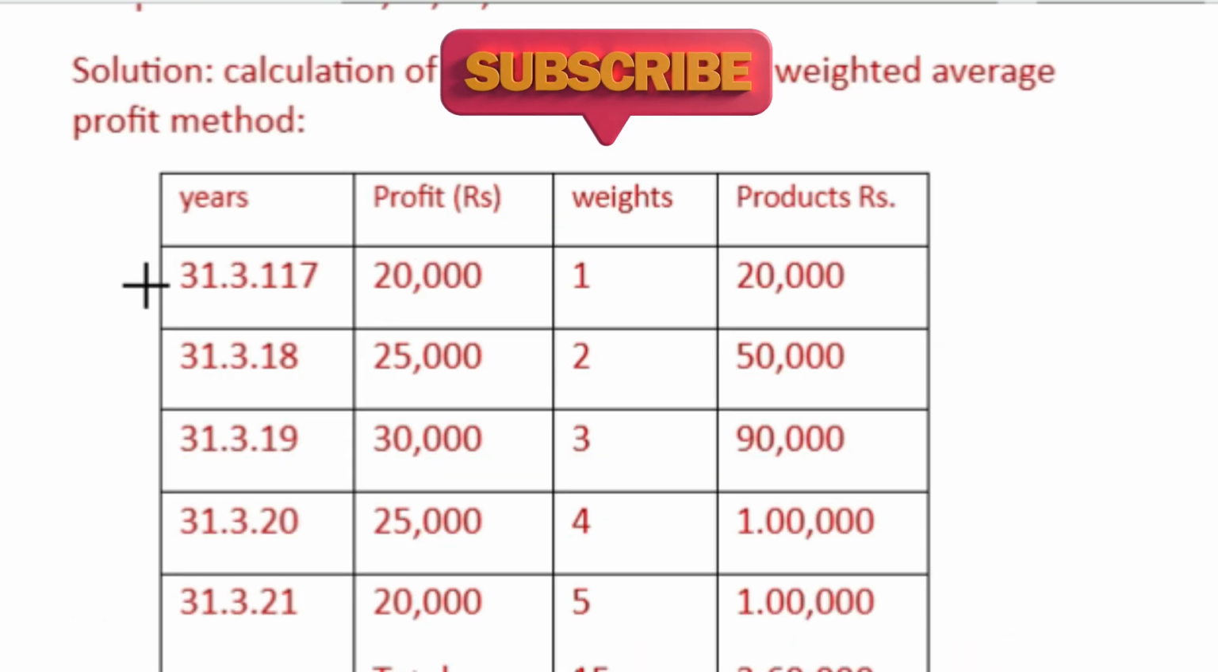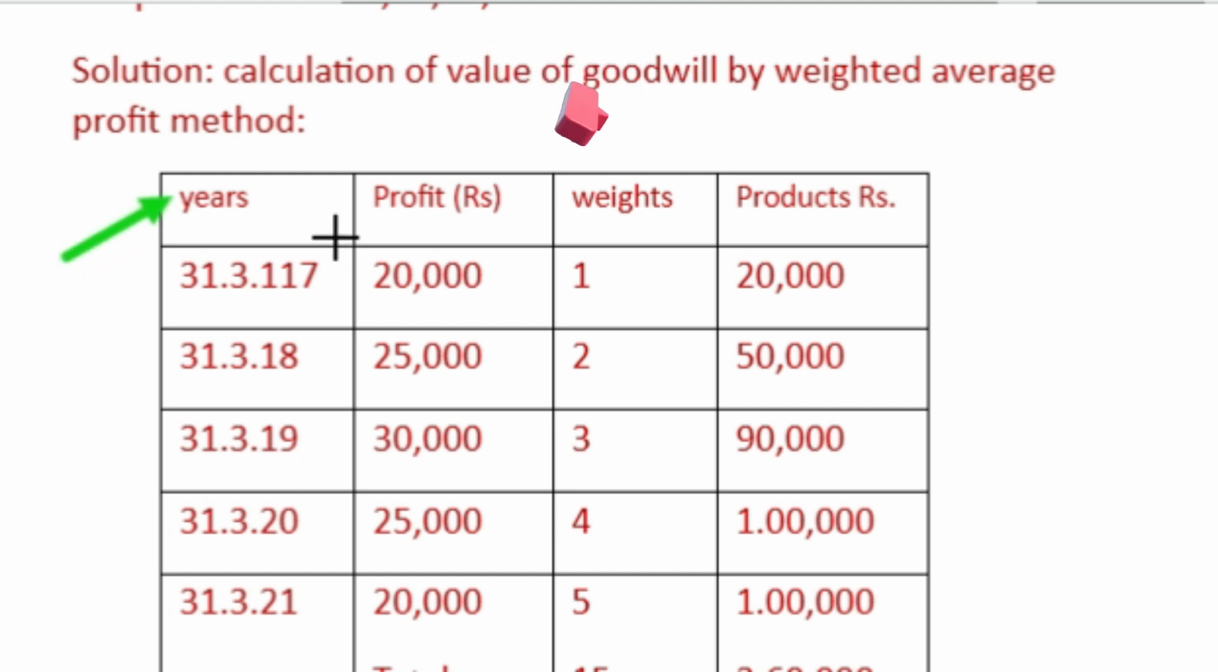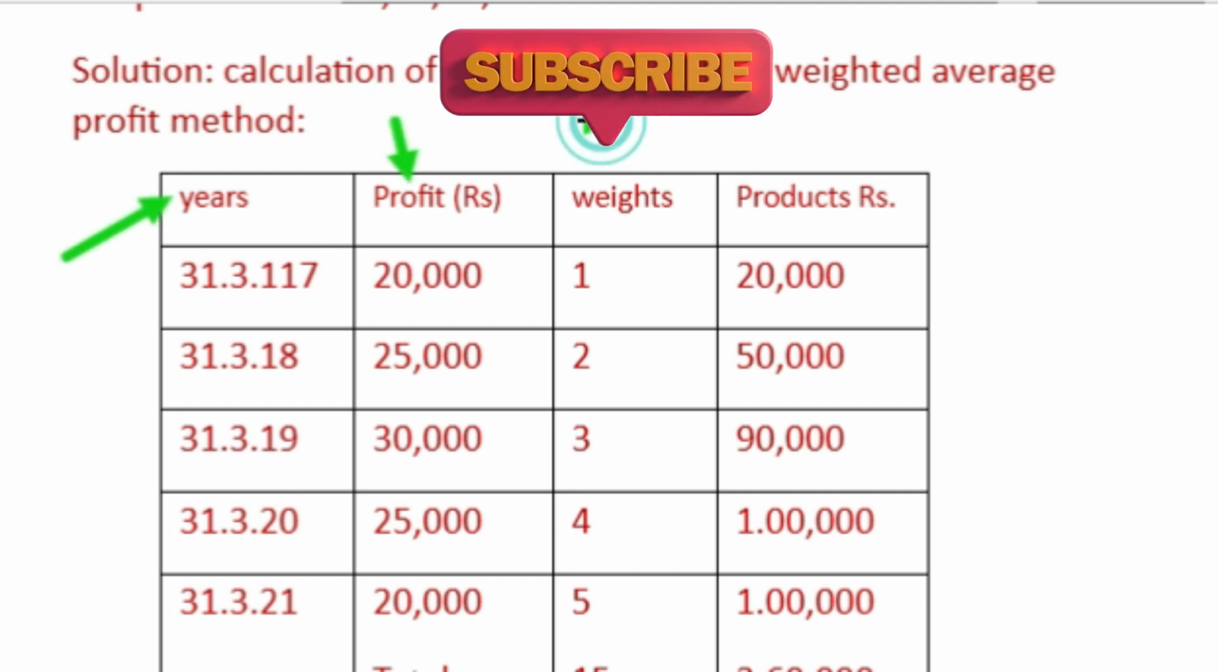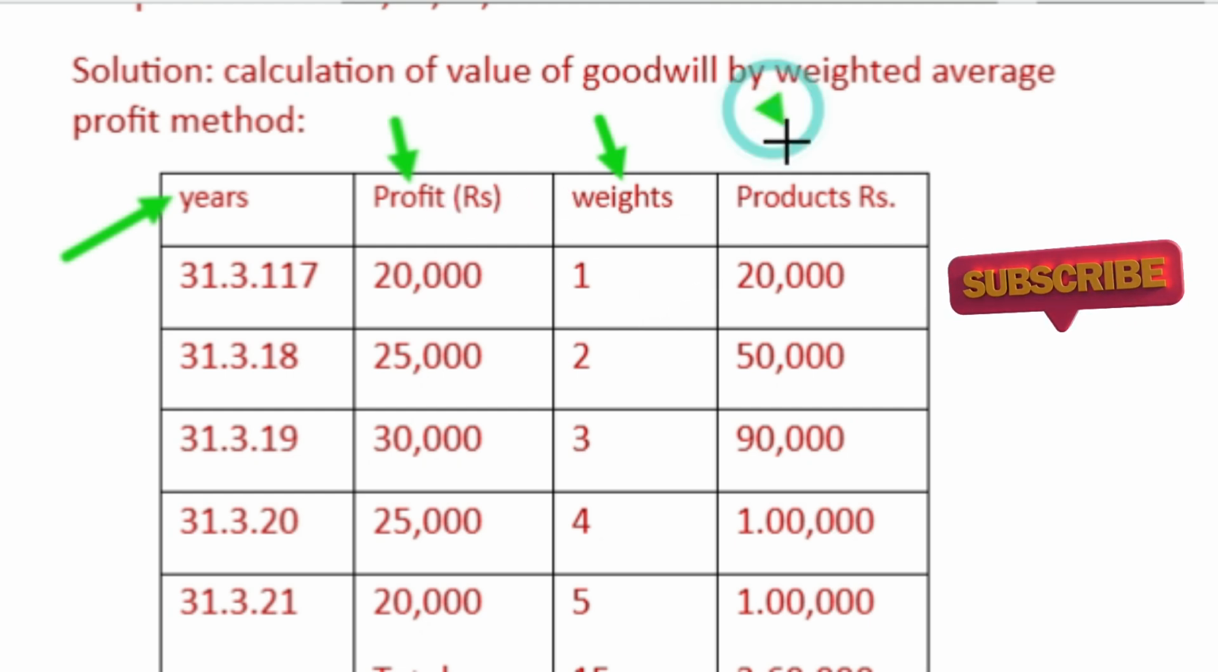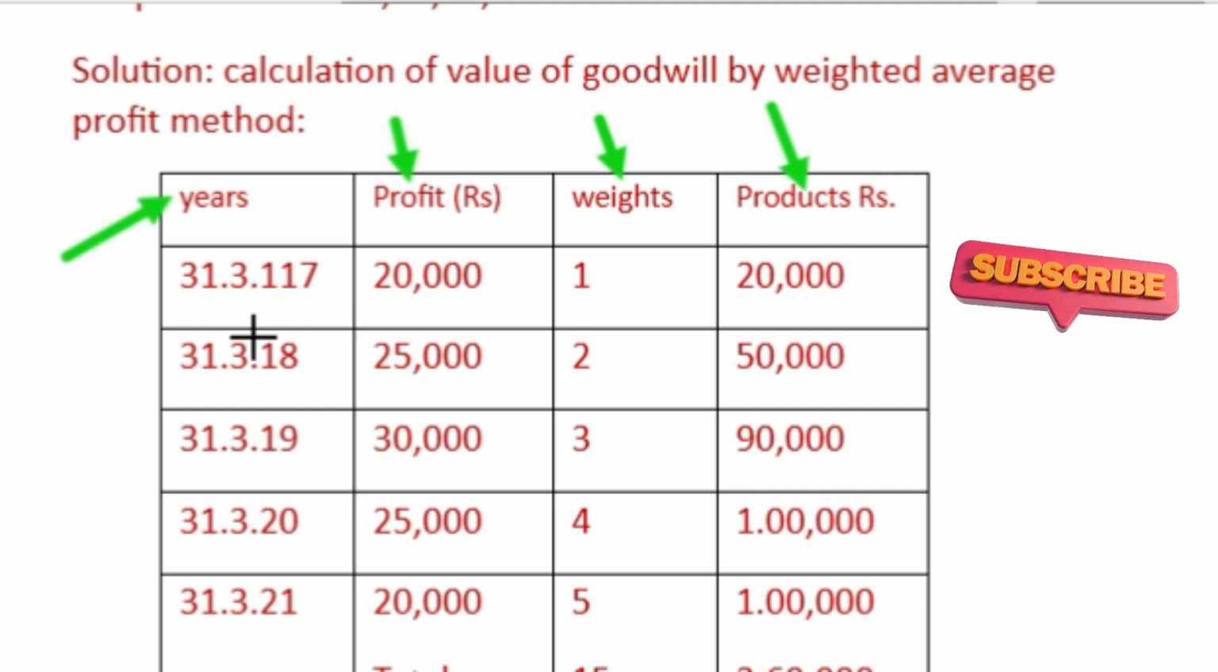Now the solution. Calculation of value of goodwill by weighted average profit method. Here the table is drawn. This is the year, this is the profit, this is the weights given in the question, and this is profit into weight, the product. It is given in the question for the year ended 31st March.